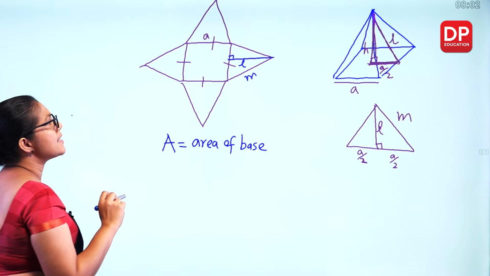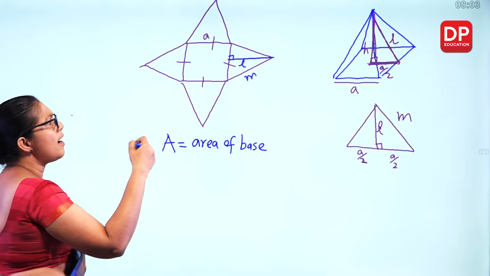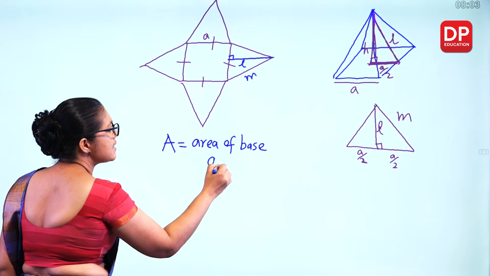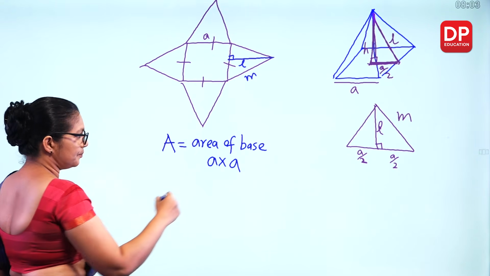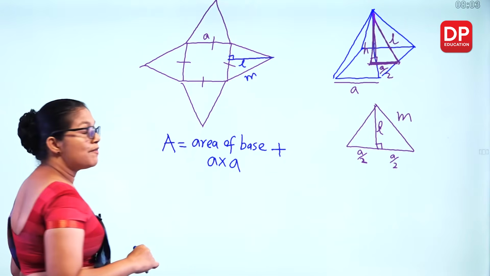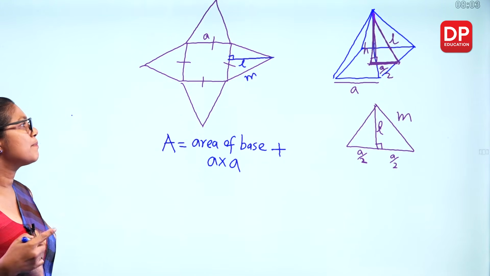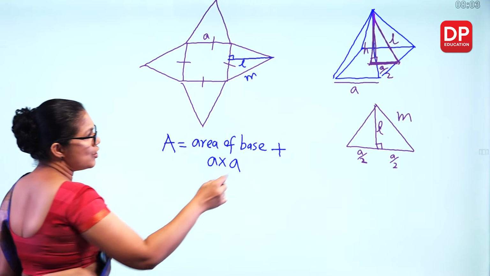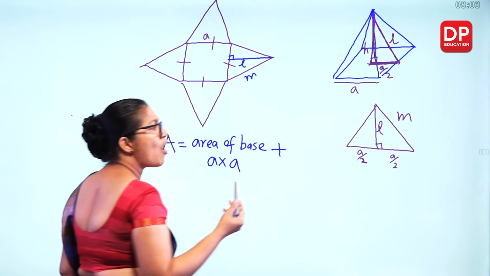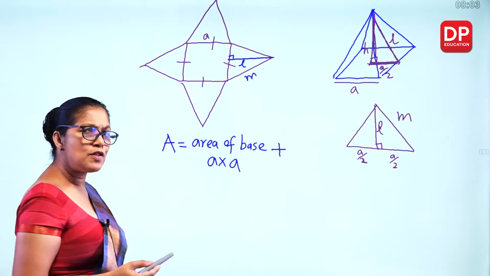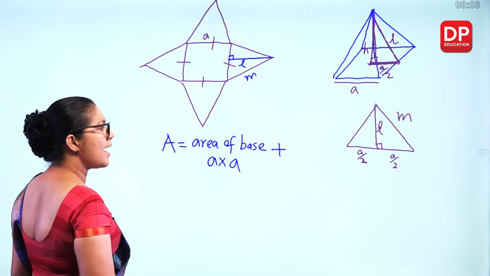What is the area of the base? It's a square with length A, so A times A. Then we'll find the area of one triangle and multiply by 4. So what's the area of a triangle? Half times base times perpendicular height.